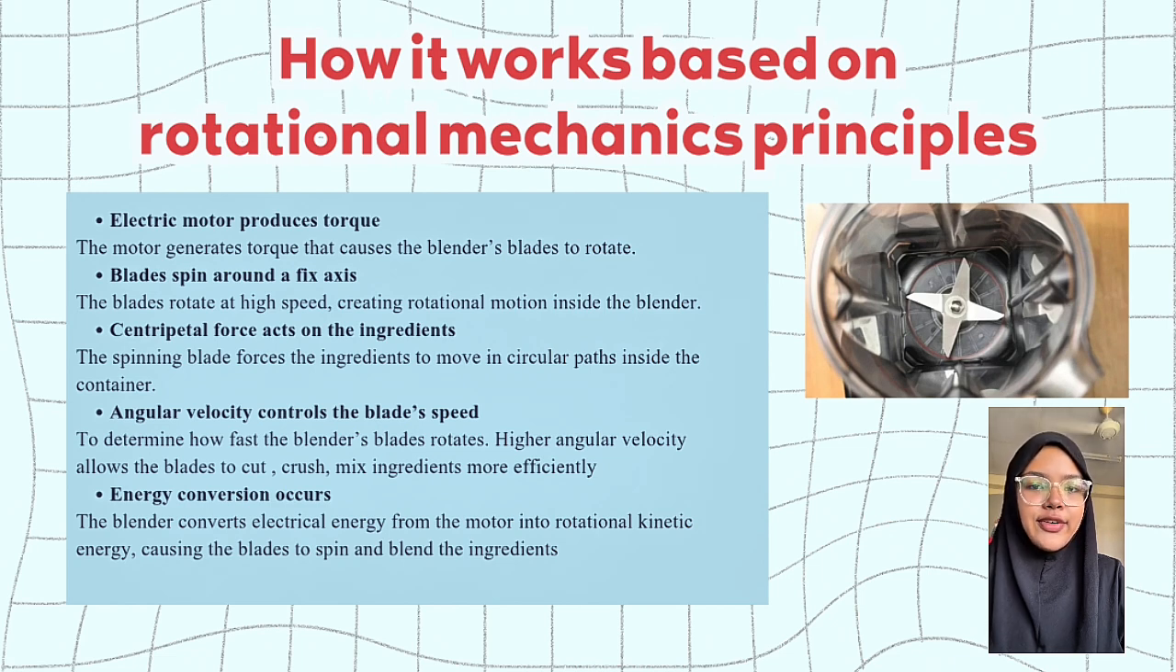and blend the ingredients. Torque. The electric motor produces torque to rotate the blade. Centripetal force. Ingredients move in circular motion inside the blender container while rotating. Angular velocity. The blades spin at high speed to blend ingredients quickly and efficiently. Energy conversion. Electrical energy is converted into rotational kinetic energy to operate the blender system.